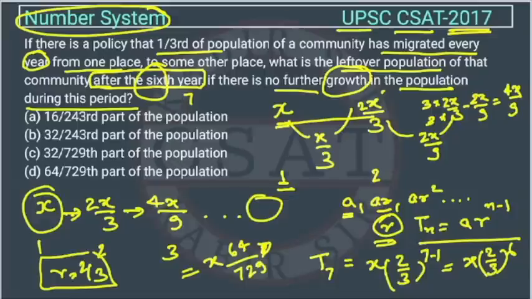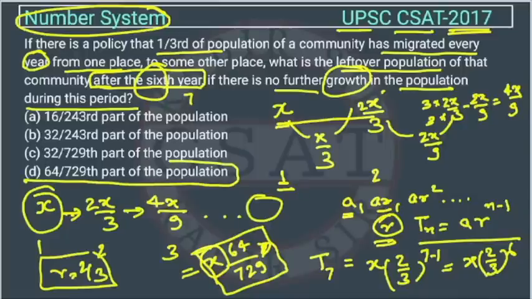So how much population is there after the 6th year or in the 7th year? This is 64 upon 729th part of the population. This is the initial population we assume. So the answer will be this one, option D. So option D is the correct answer of this question. Okay, I hope you all understood this. If you guys still have some issues with that, just contact us and I will explain this question to you personally again. Okay, so you saw how we tackled this.